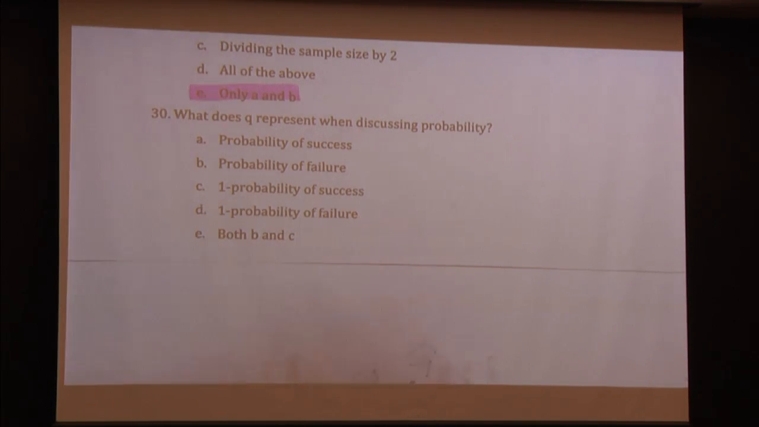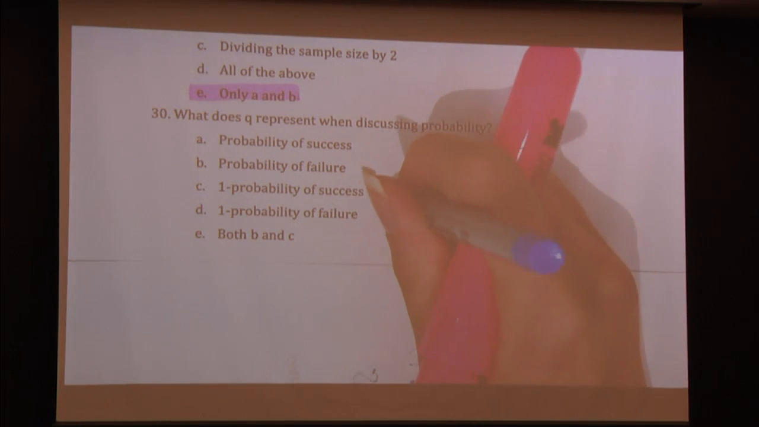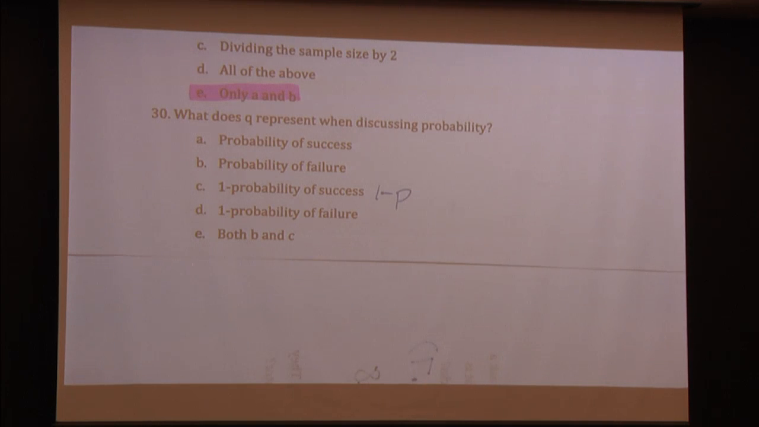What does the variable Q represent? So why do you say C? Why is it not both B and C?